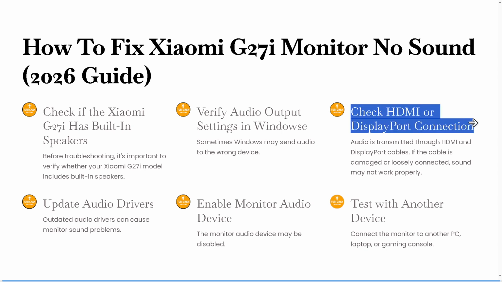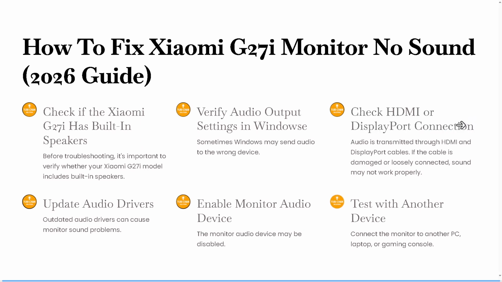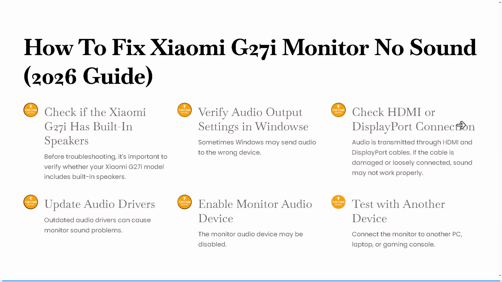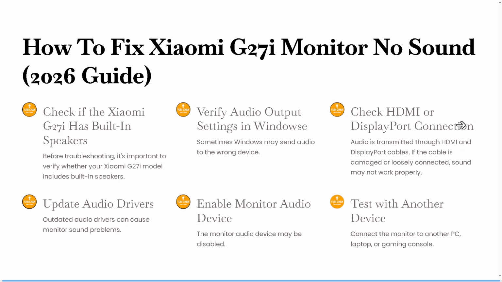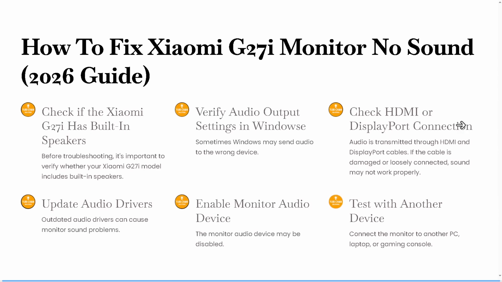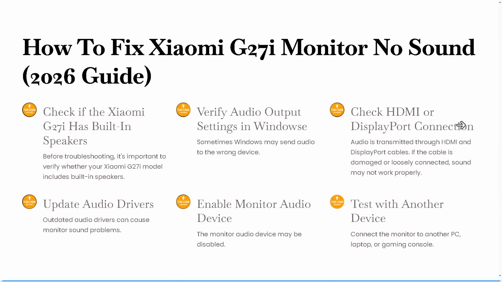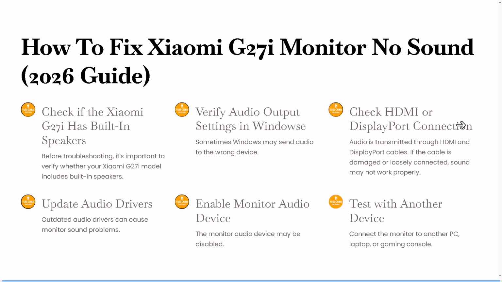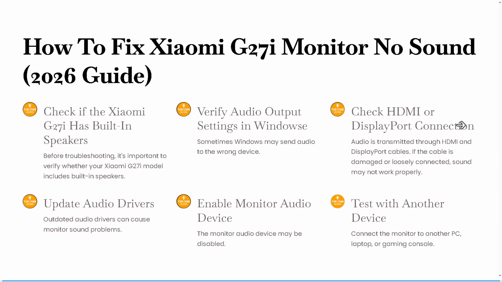After that, you need to check the HDMI or DisplayPort connection. Audio is transmitted through HDMI and DisplayPort cables. If the cable is damaged or loosely connected, sound may not work properly. Disconnect and reconnect the cable and try a different HDMI or DisplayPort cable. Test another port on your graphics card or device if available.